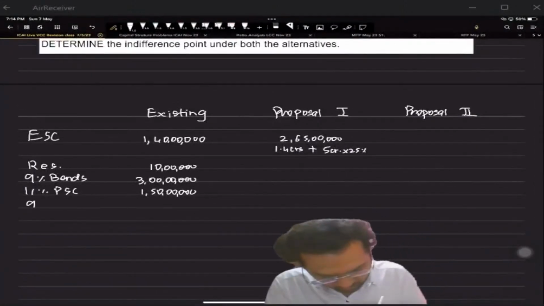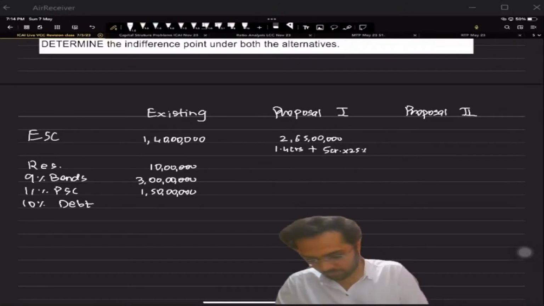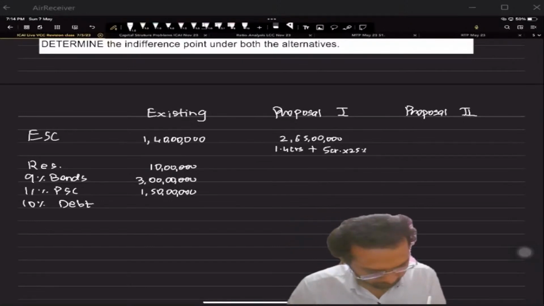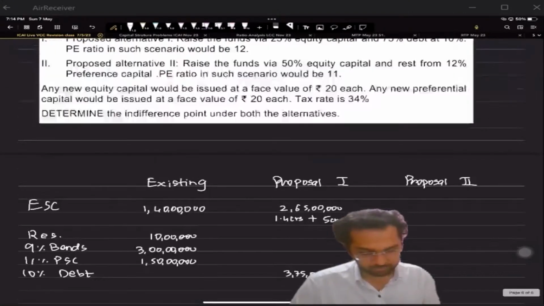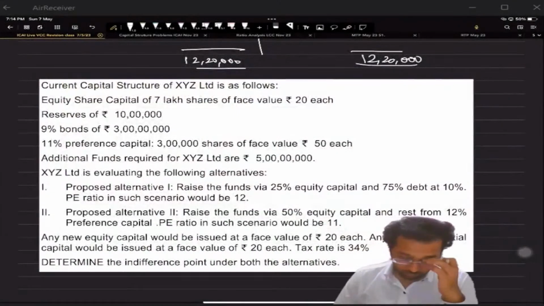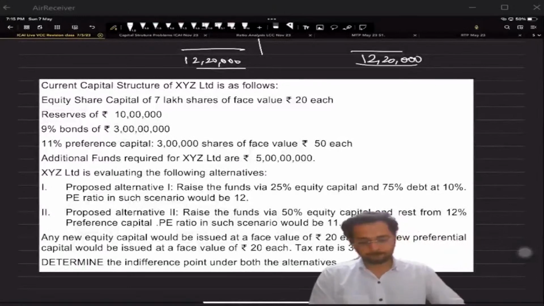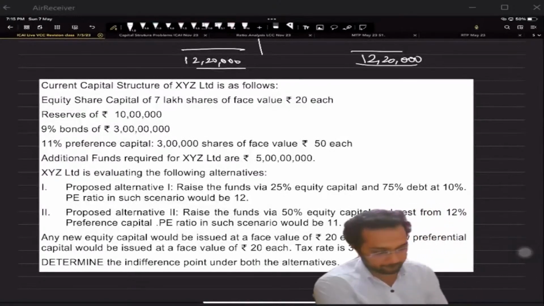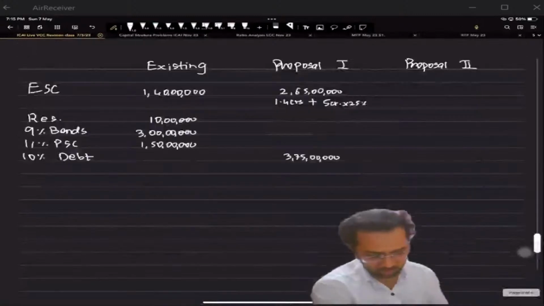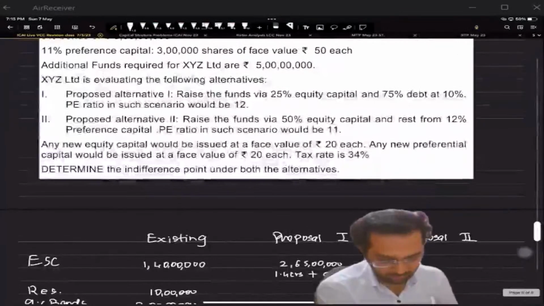A new type of debt will come up, which is 10% debt, which is 5 crore into 75%, which is 3 crore 75 lakh. Right. So the proposed alternative: raise the funds via 25% equity capital and 75% debt at 10%. The P/E ratio in that case is going to be 12.